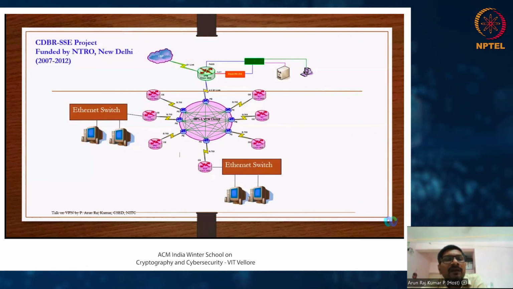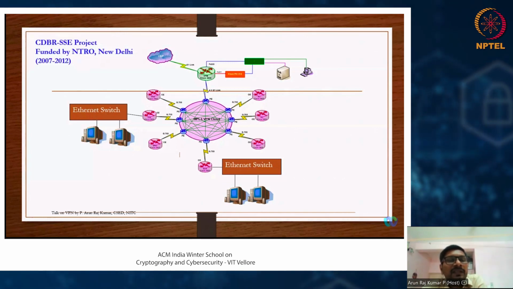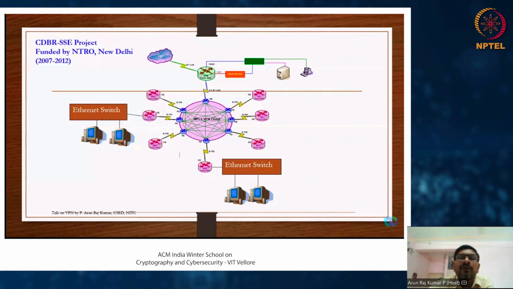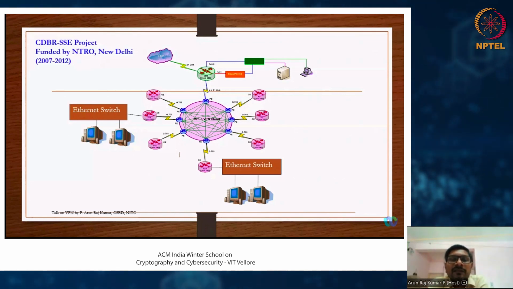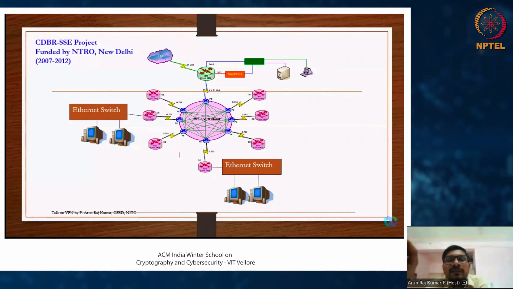This is one example that I used when I was doing my PhD. This was based on a funded project, the CDB SSC project funded by NTR at New Delhi. I was working as a project associate in this project at NIT Trichy. There were 8 locations: IIT Madras, Anna University Chennai, Pondicherry University, NIT Trichy, Alagappa University, Madurai Kamaraj University, Tyagaraja College, and PSG College. All are in different locations.